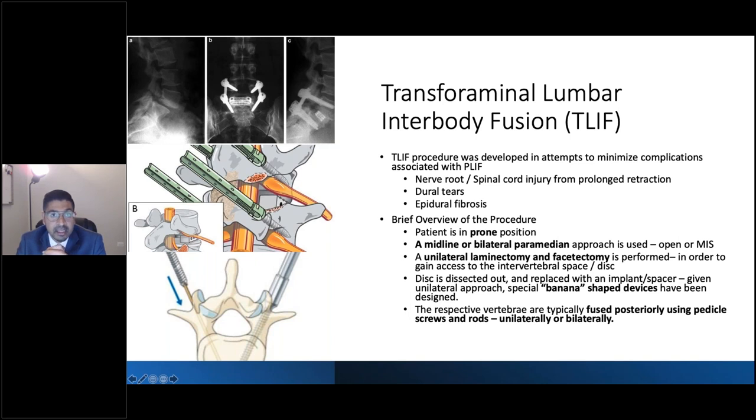As such, since it is a modified version of a posterior approach, the patient is once again under general anesthesia in the prone position, but there are two paramedian incisions made. Typically, a unilateral laminectomy or a unilateral facetectomy is performed, and since the surgeon is coming at an angle and not perfectly posterior, a special banana-shaped intervertebral spacer is typically placed. Following this, the patient is fused posteriorly with pedicle screws and rods as well. Next slide, please.